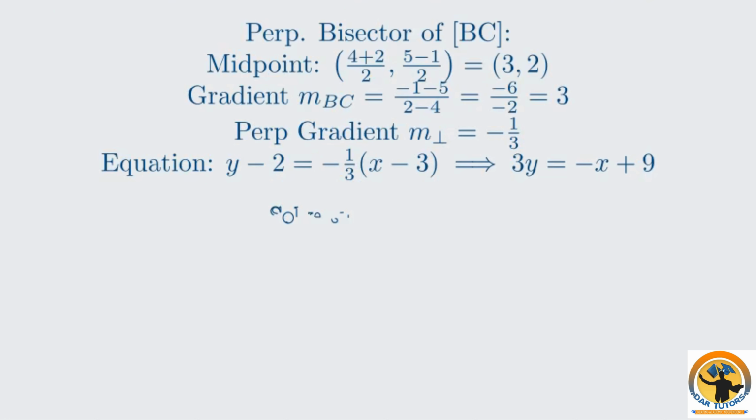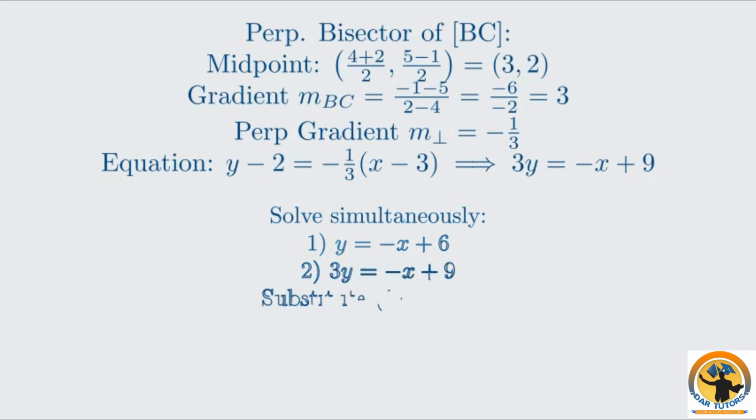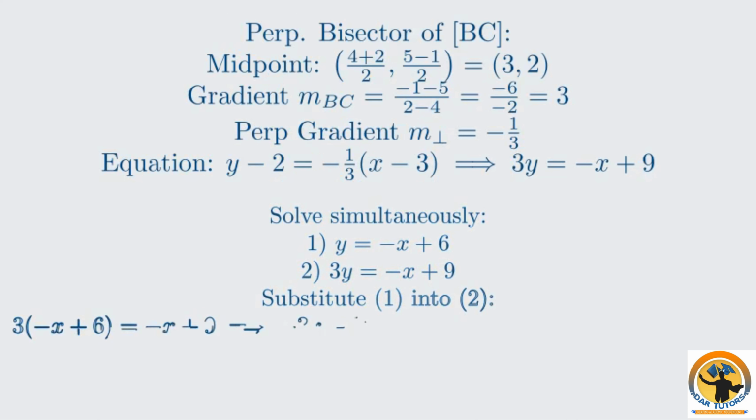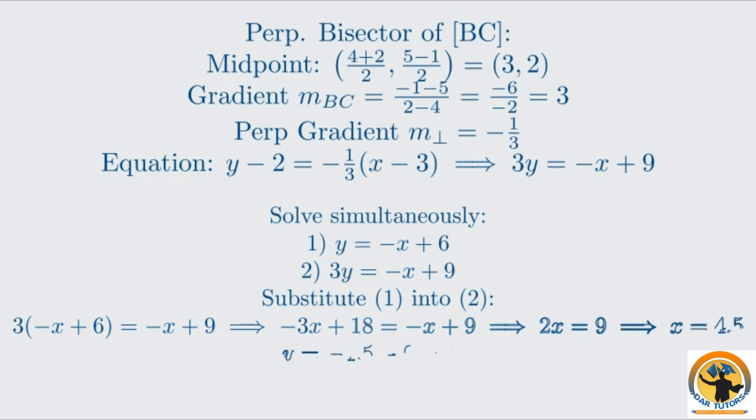Let's use substitution. Substitute y equals negative x plus 6 into the second equation. This gives 6 times negative x plus 6 equals negative x plus 9. Solving for x, we find x equals 4.5. Substituting back, y equals 1.5. So the center of our circle is (4.5, 1.5).